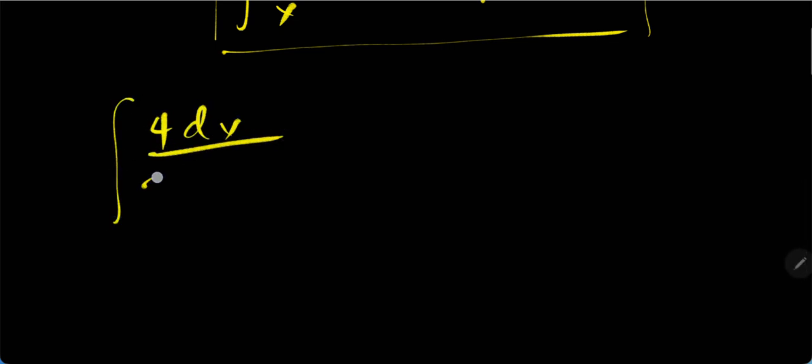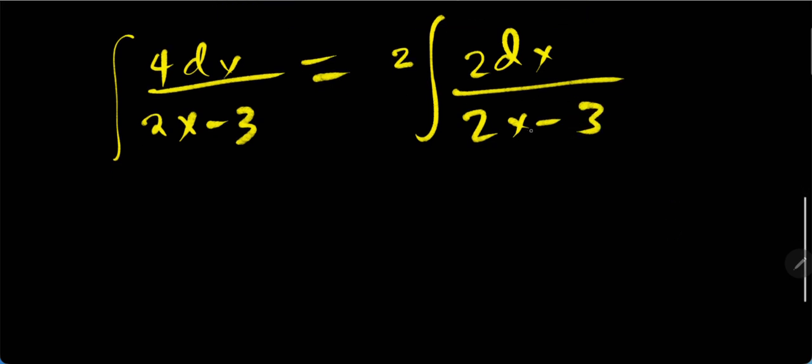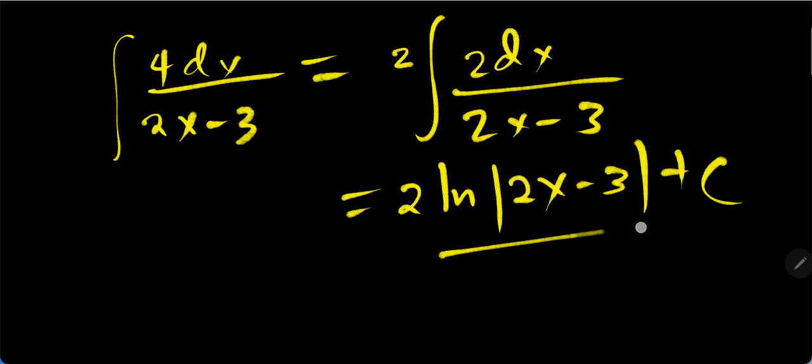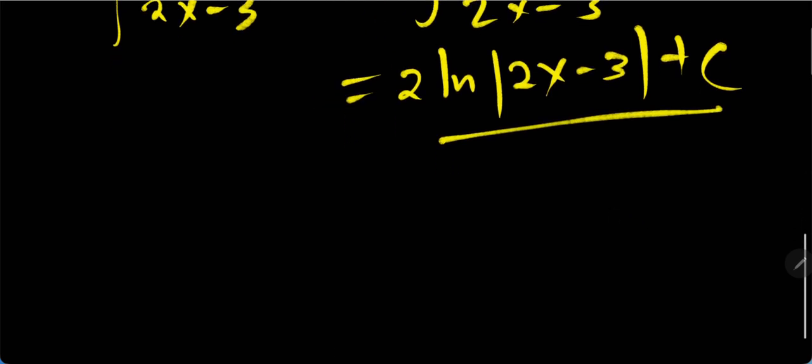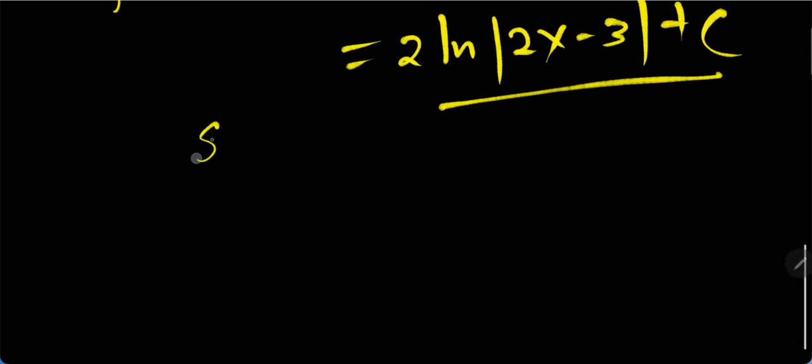So for our question, 4 dx over 2x minus 3, someone may decide to say, okay, let me factor out a 2 and remain with the 2 inside over 2x minus 3. Since the derivative of the denominator is 2 and we see that we have 2 at the numerator, we expect it to end up with this kind of answer. But how do you reach that conclusion? So this is the solution.